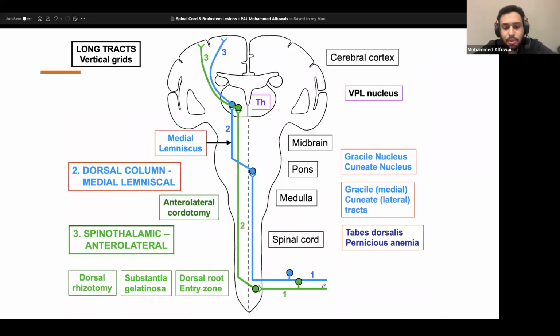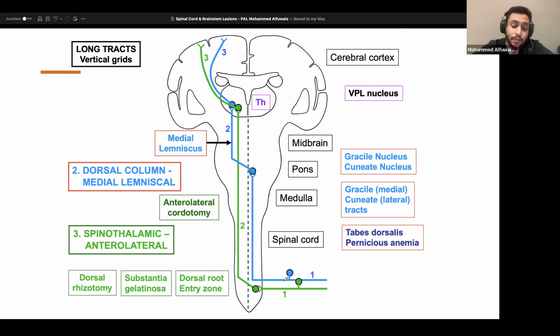The next thing is the dorsal column tract and the spinothalamic tract. I went over this already, but I'll recap one more time before we start going into the lesions. The first thing is this blue tract, which is the dorsal column tract. Again, it will carry sensations of vibration, conscious proprioception, fine touch, and stuff like that.